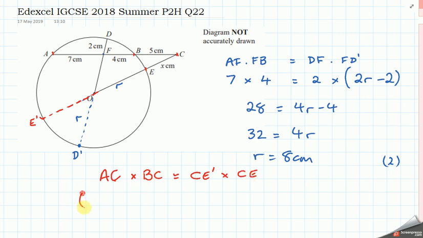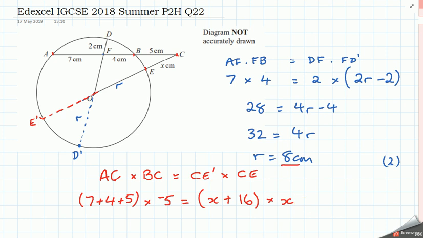So AC is 7 plus 4 plus 5. BC is 5, and the only reason I'm putting the minus on there is to show it's outside the circle. In a minute you're going to see it disappears. So C to E dash is x plus 2 r's, and now we know what r is, plus 16. Times the length CE, which is x.